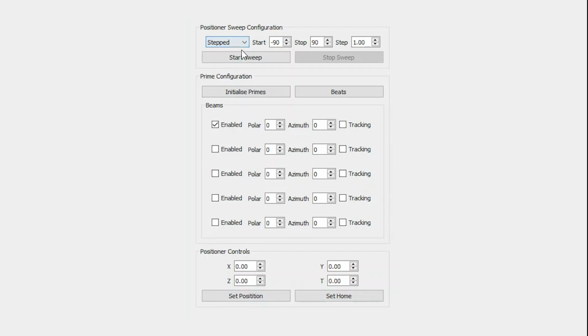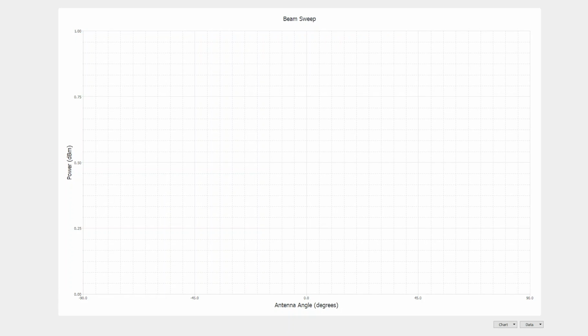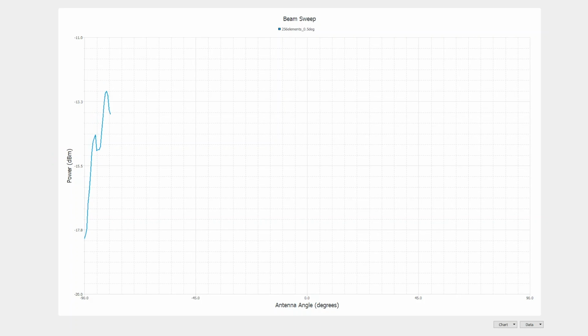First, we will configure the antenna to transmit the beam at boresight. We are setting the polar sweep range from minus 90 degrees to plus 90 degrees. Next, we initialize the system and start the sweep.